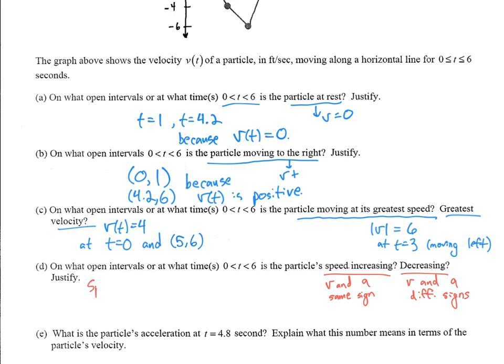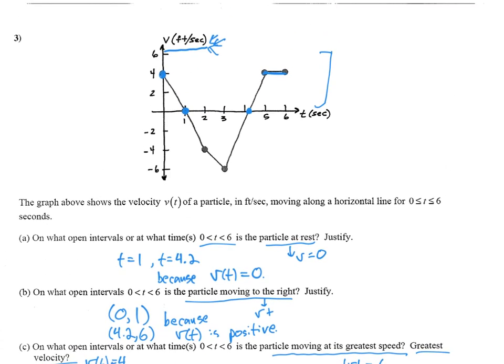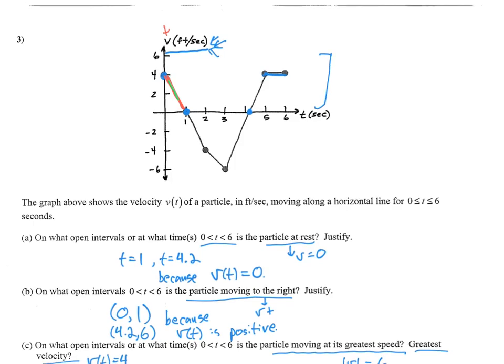So let's find first where the speed is increasing. Looking at the graph, we want to look for where velocity and acceleration are both positive or both negative, remembering that this is the velocity graph. In this stretch, I see that my velocity is positive because it's in this positive territory, but its slope, the acceleration, is negative. So here I would say that is a region where the speed is decreasing.